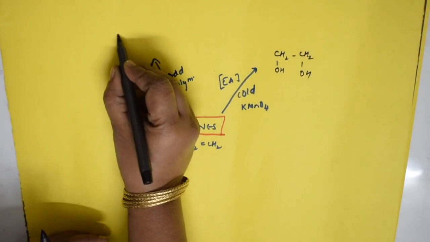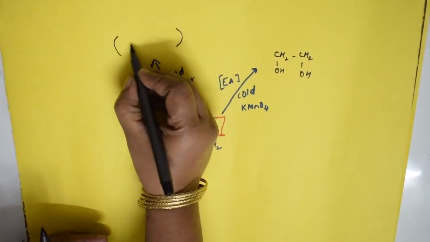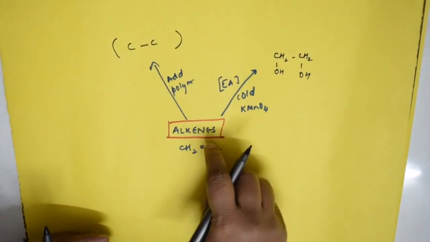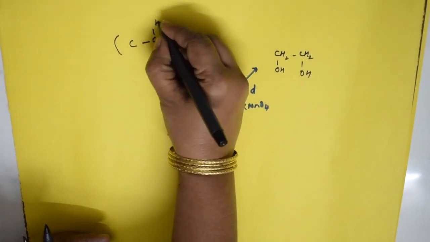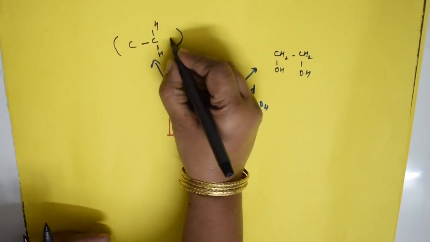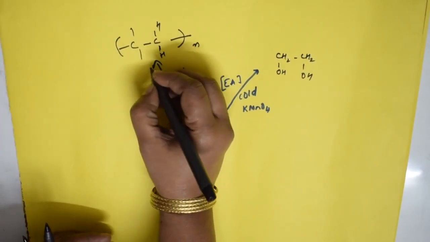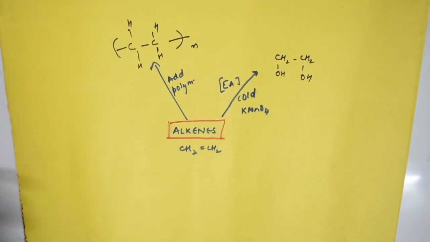Just see, this double bond breaks and it starts forming a polymer. How does it form? You're going to write C, now this double bond broke, C single bond C, two hydrogens are there, one hydrogen above, one more hydrogen here, and this forms the polymer. This chain continues like this, isn't it? Right, so this is one case.